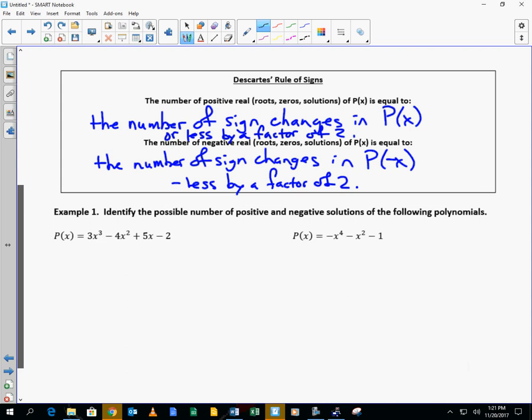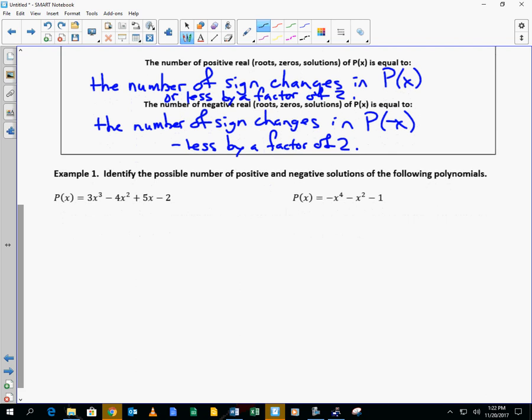And Descartes says this, his rule of signs: the number of positive real roots, zeros, or solutions, these are all synonymous, of a polynomial is equal to the number of sign changes in the polynomial, or less by a factor of 2. So we'll do the positive one first. The number of positive real solutions is equal to the number of sign changes in P of x or less by a factor of 2. Okay?